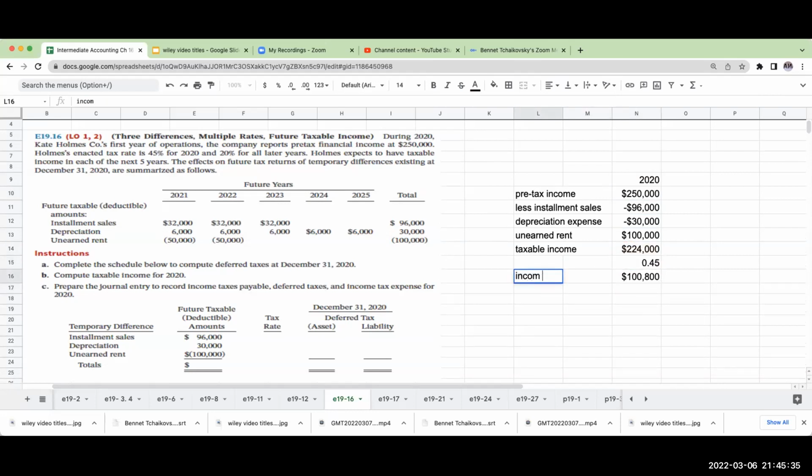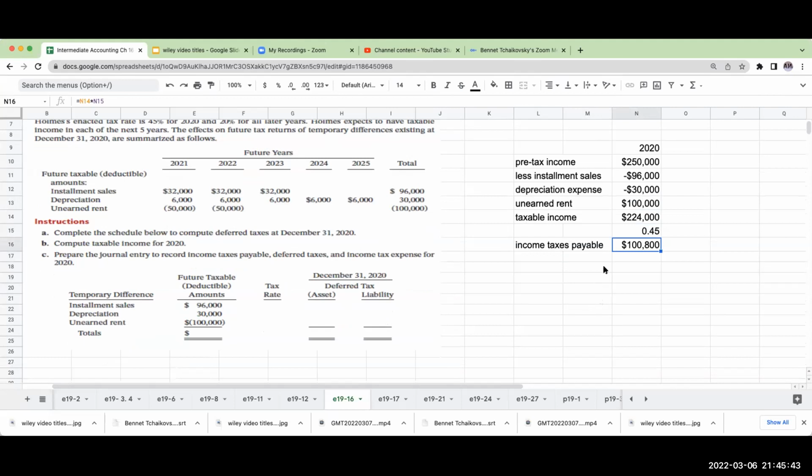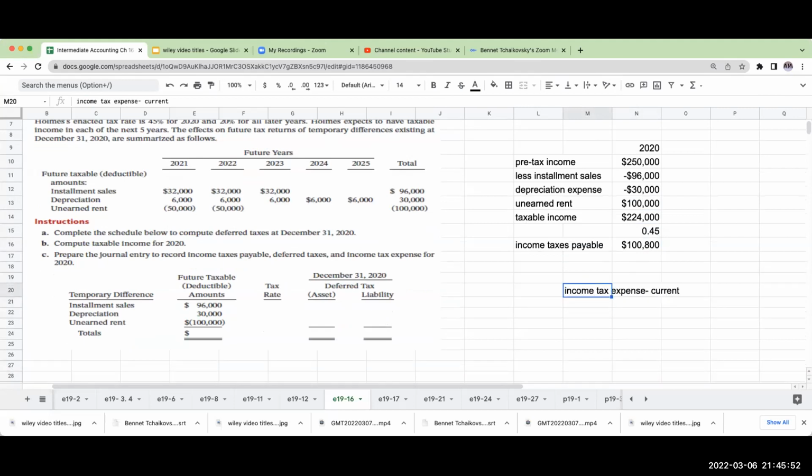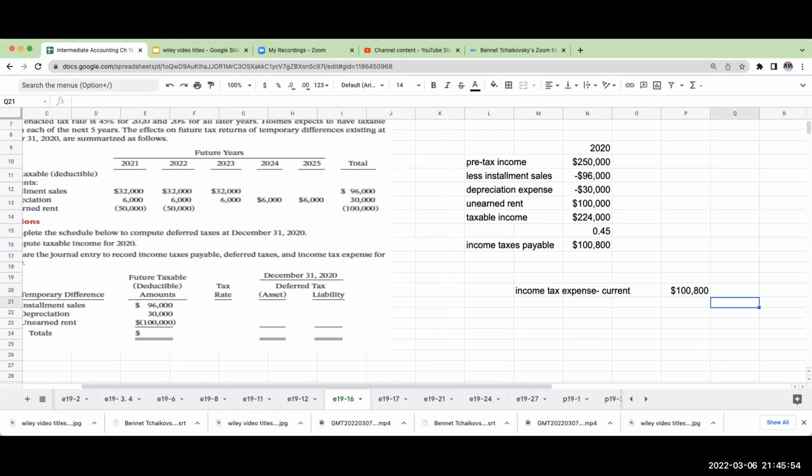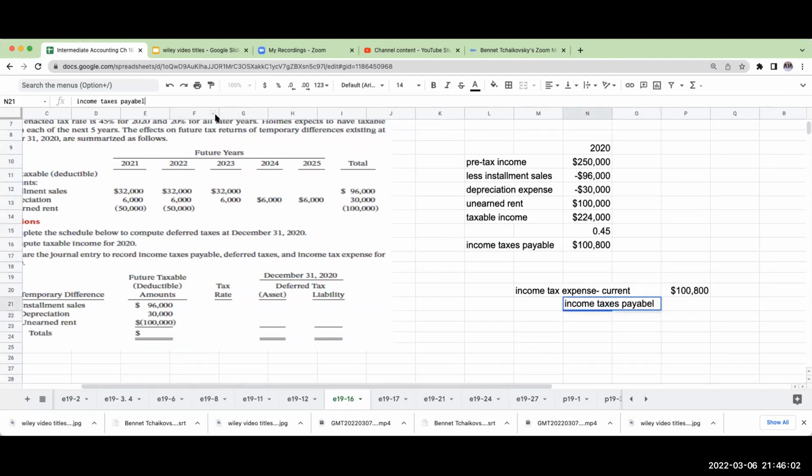My tax rate for 2020 is 45%, so my income taxes payable is going to be $100,800. Now I need to do my journal entry. I'm going to debit income tax expense current for $100,800, and credit income taxes payable for $100,800. Now I've got to deal with my deferrals.